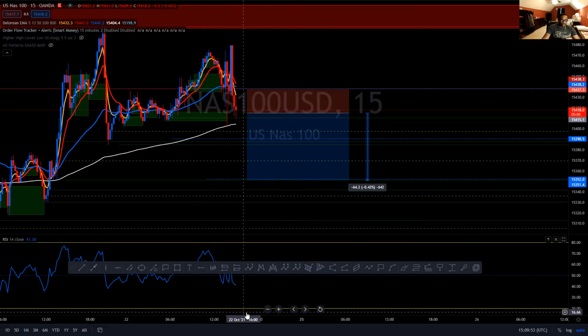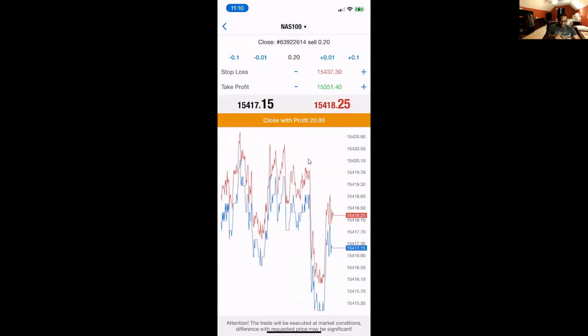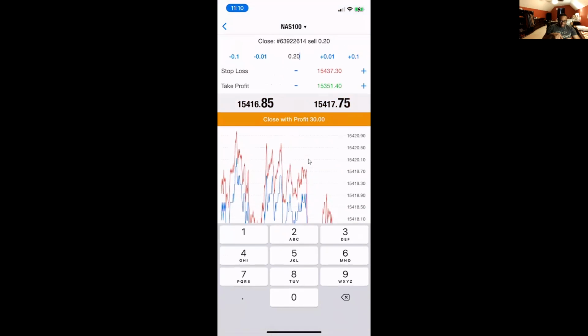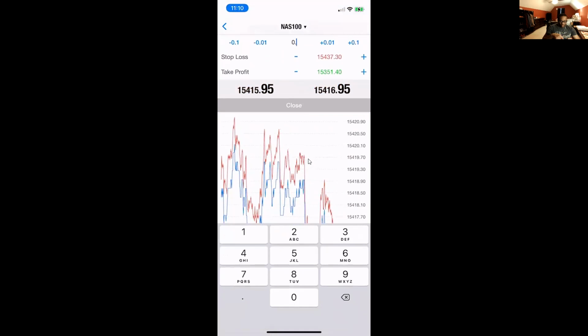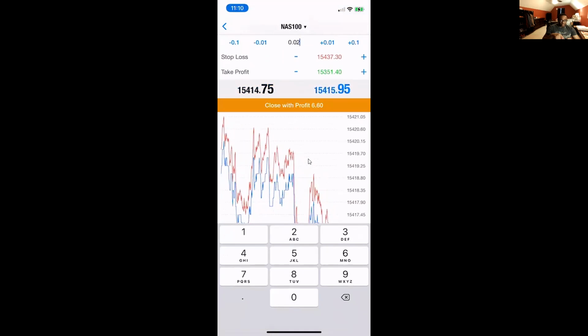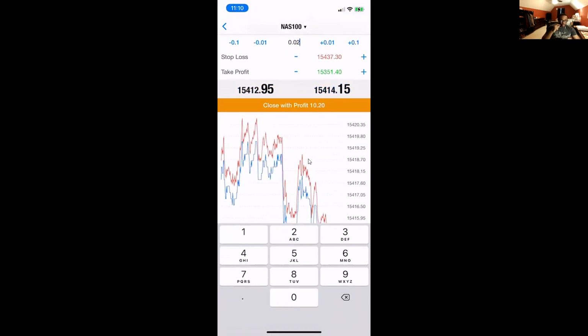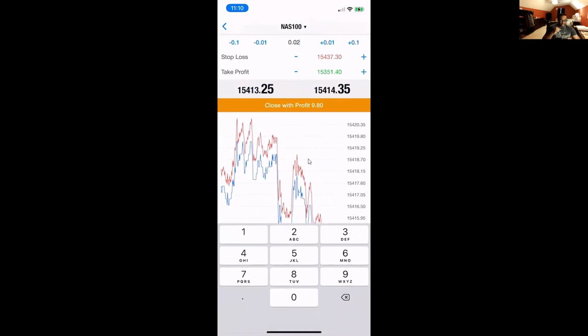I'm going to show you on the phone real quick while we're doing this. Let me know when you see my screen. I see it. So when you hit close, just put in 0.02, okay? That way, when you start profiting a decent amount, just close it, and it's going to close your first partial trade. Does that make sense?